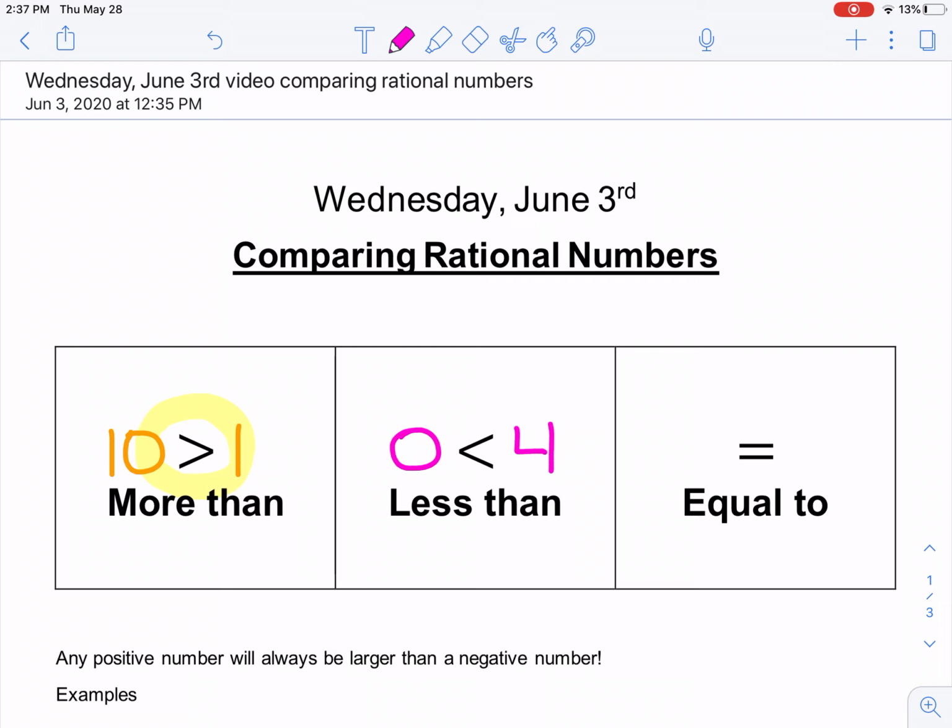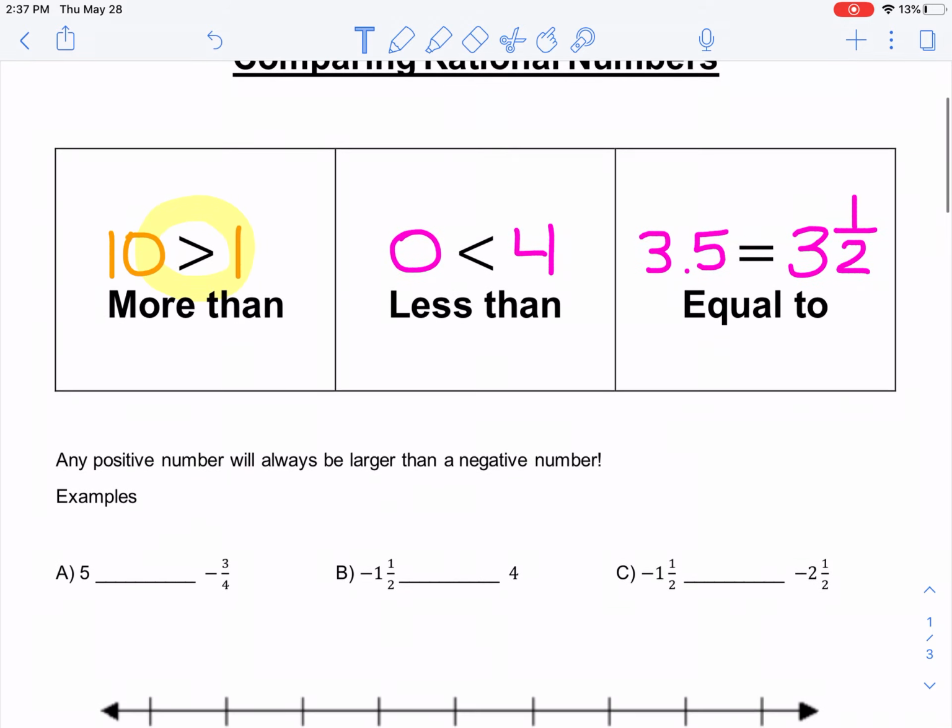Any number can be equal as long as it is its identical number. So for example, and I'm going to use a rational number, I know if I write 3.5 as a decimal, I know it's equivalent to the fraction or the mixed number 3 and a half. Okay, so we got to be careful that we don't get tricked on those because they're going to show up on IXL today. All right, so let's go over some basic things.